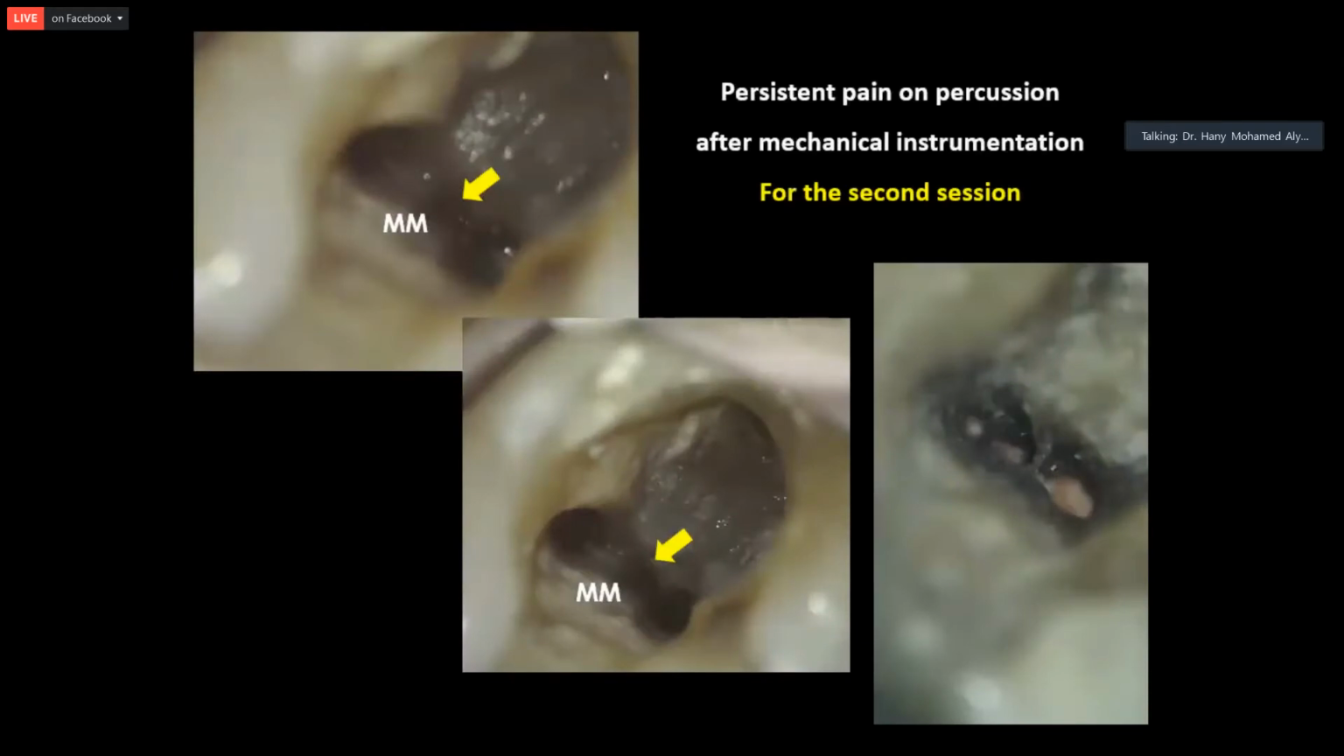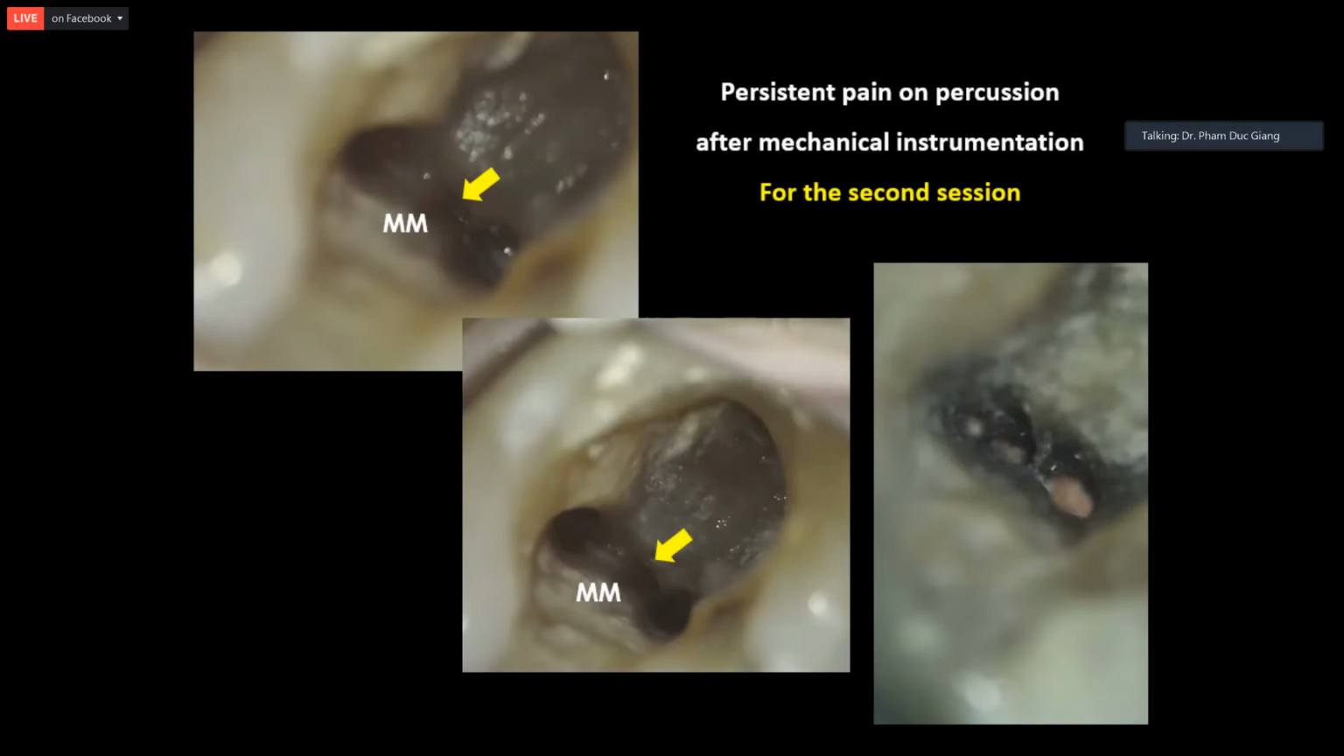And this is also another case. This case was one of my cases in which the patient, after mechanical instrumentation, was still having pain. And then after I have done some troughing between the mesiobuccal and mesiolingual, I found a missed middle mesial canal, which was prepared and then filled, and then the case was successful.